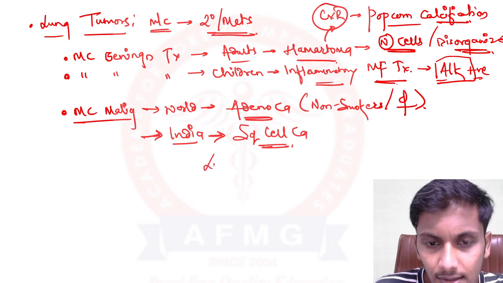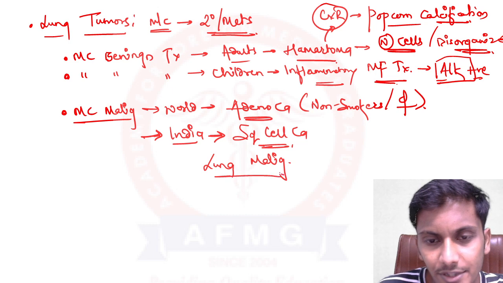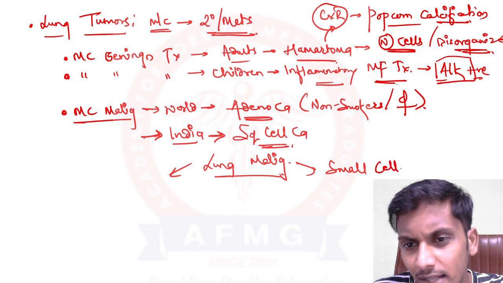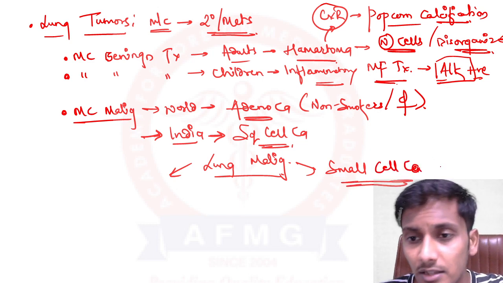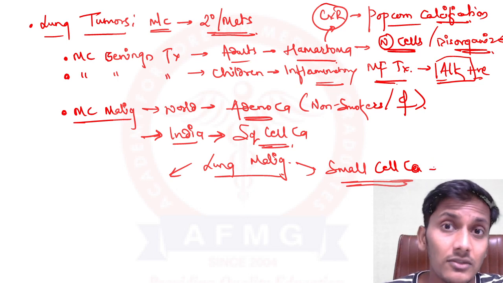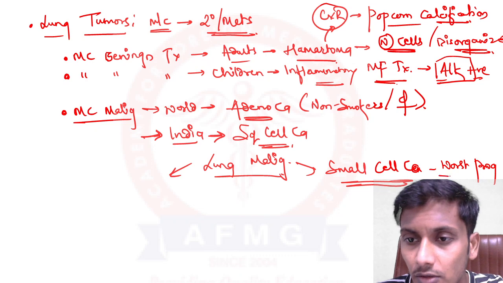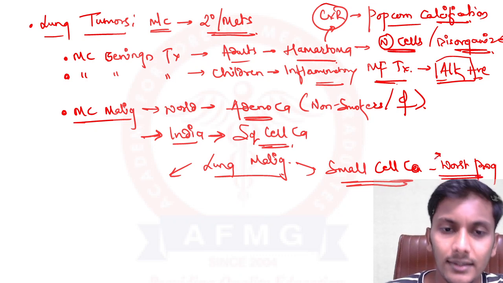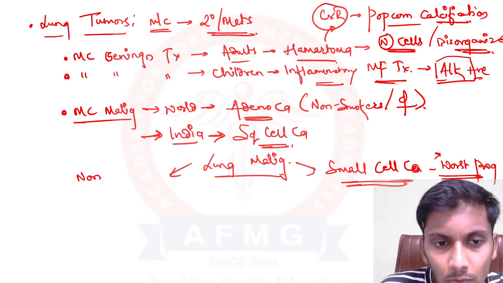Now let's see the lung malignancy classification that is widely accepted. Lung malignancies can be classified into two groups. First is small cell carcinoma. And why is small cell carcinoma given a separate classification? Please remember, small cell carcinoma is very important, and it has the worst prognosis out of all. Small cell carcinoma has the worst prognosis among all the lung malignancies, whereas the other ones are classified as non-small cell carcinoma.